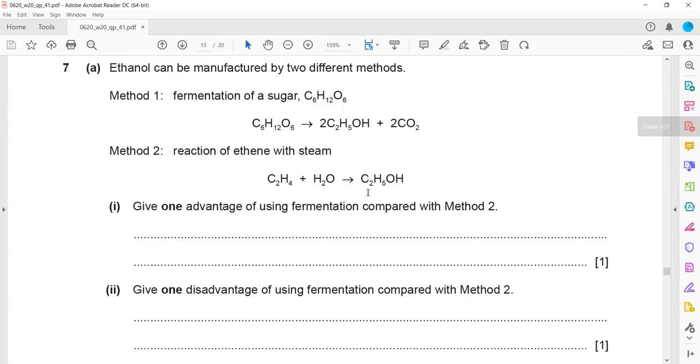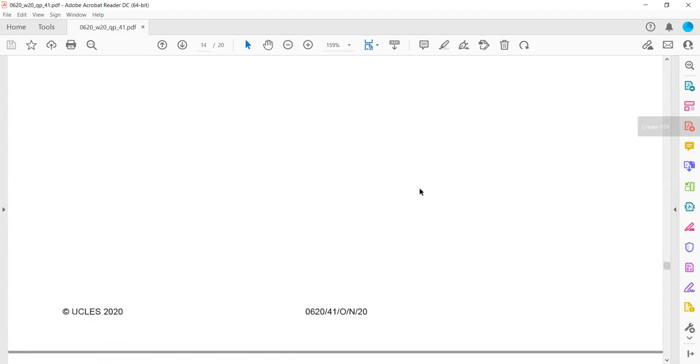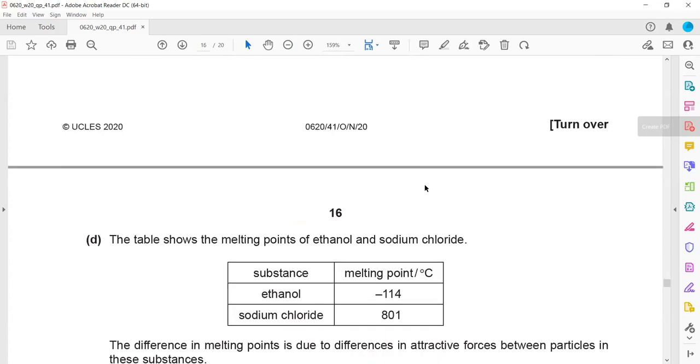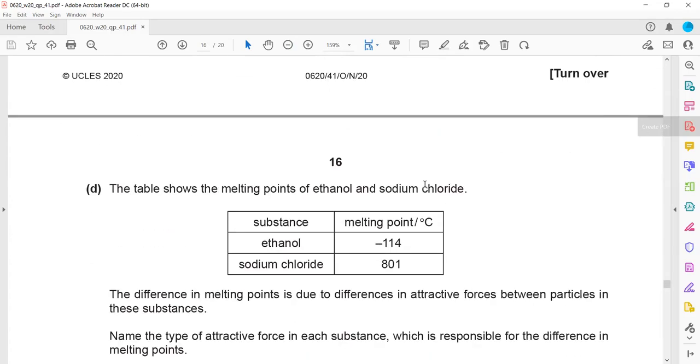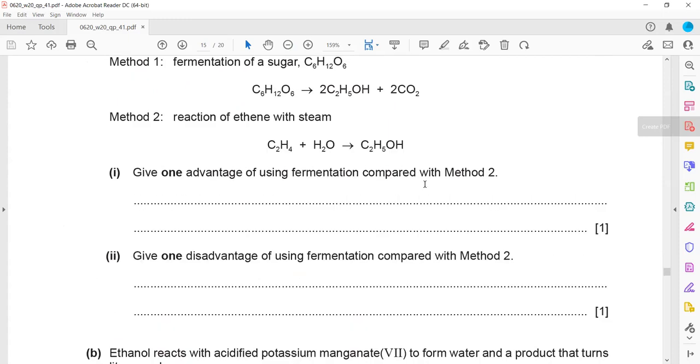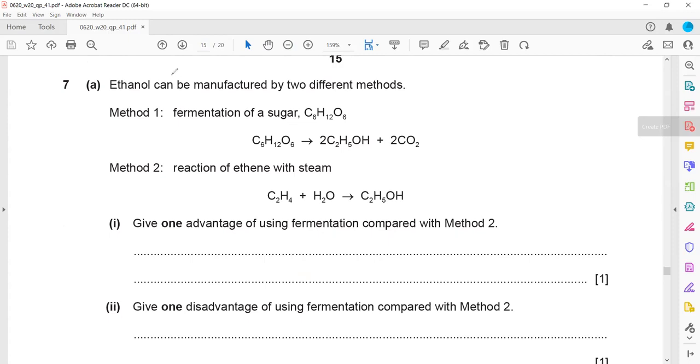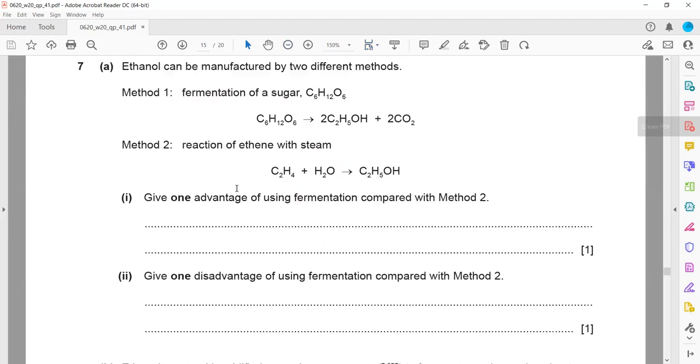The next question is also related to organic chemistry. See the first question of 16 marks, then the next question is of 8 marks. So about 24 marks out of 80 are totally based on organic chemistry. In question 7, ethanol can be manufactured in 2 different ways. One is fermentation of a sugar. Another is ethene reacting with steam. As we already discussed, there are some advantages and disadvantages of these methods of manufacturing alcohol.